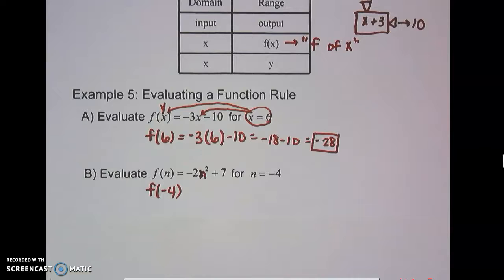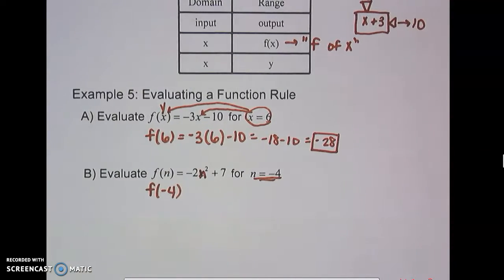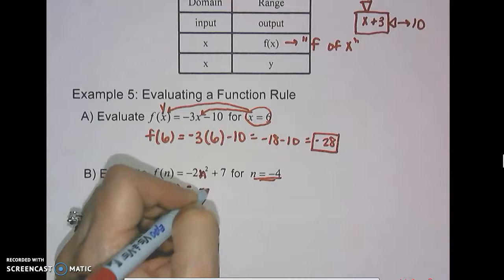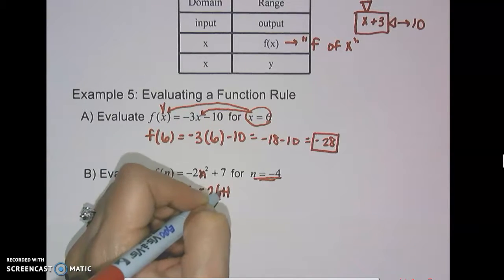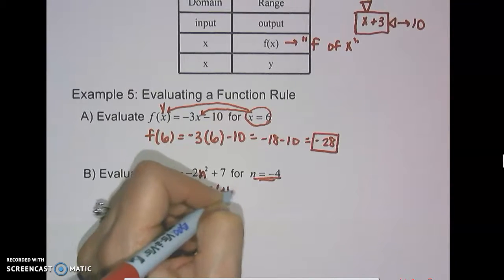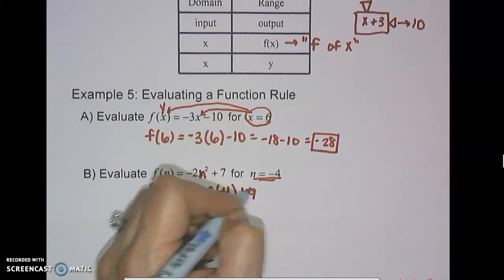Anytime we see an n, what are we going to replace it with for this particular question? They specifically asked us to take n equals negative 4. So we have negative 2 times negative 4 squared plus 7. That looks really bad right now, but that's okay.